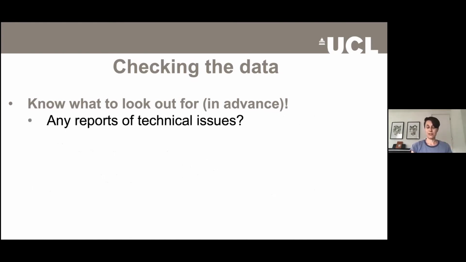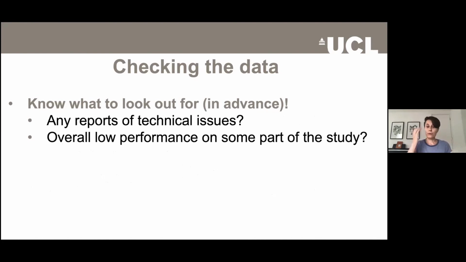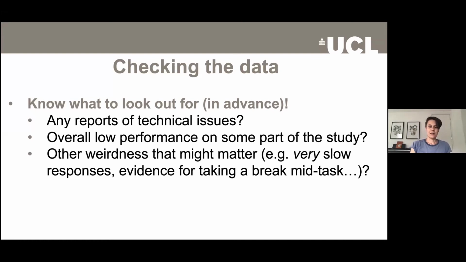And I mentioned ask debrief questions. Are there any reports of technical issues? You want to know about that. You need to give your participants space to express that they had technical issues. So look for that, and decide how severe they can be before participants get excluded. So overall low performance on some part of the study where you would basically expect ceiling performance, try to think of a cutoff. These are, again, very general bits of advice. And then any other weirdness that might matter for your study.